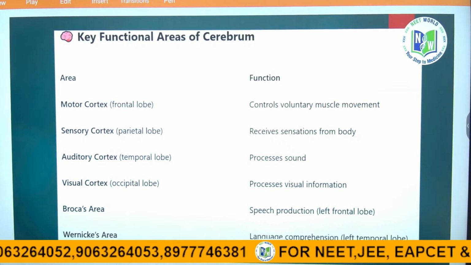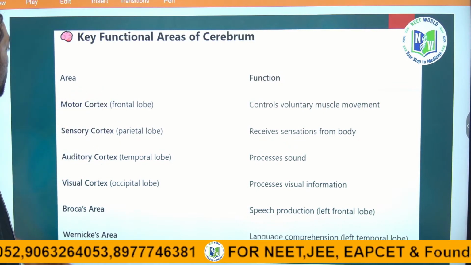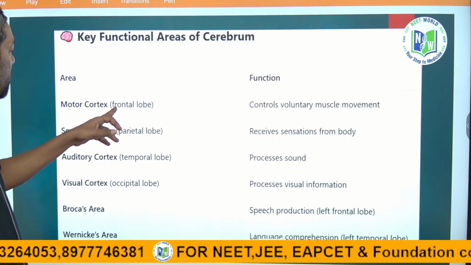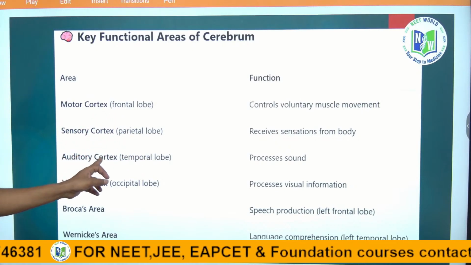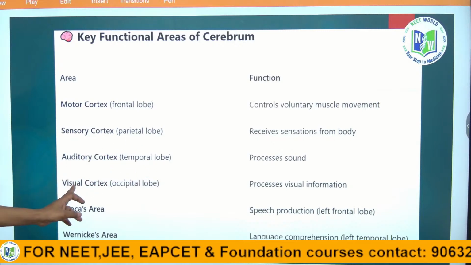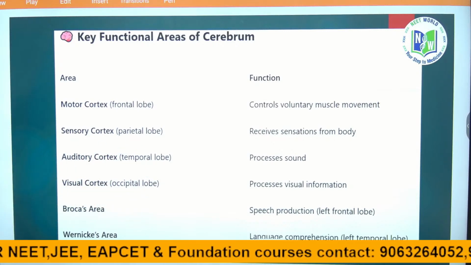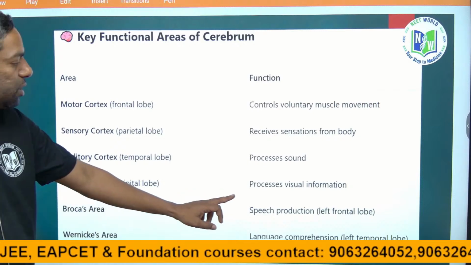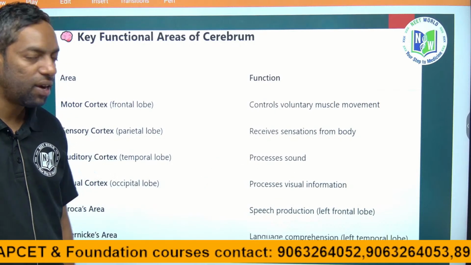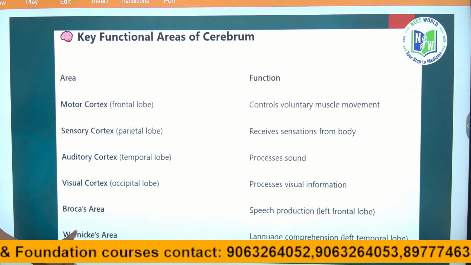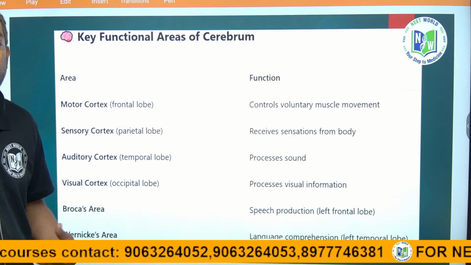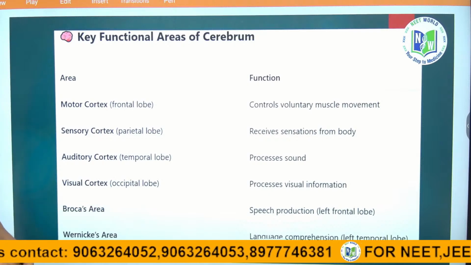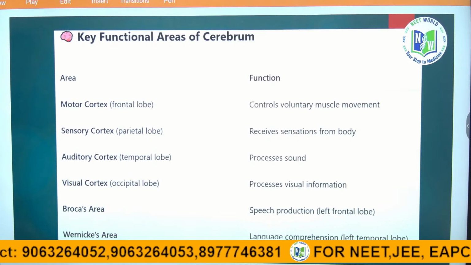Key functional areas: motor cortex is in the frontal lobe, sensory cortex is in the parietal lobe, auditory cortex is in the temporal lobe, visual cortex is in the occipital lobe. Broca's area is speech production, it is in the frontal lobe. Wernicke's area is language comprehension, meaning the understanding level of languages. We did discuss that already.